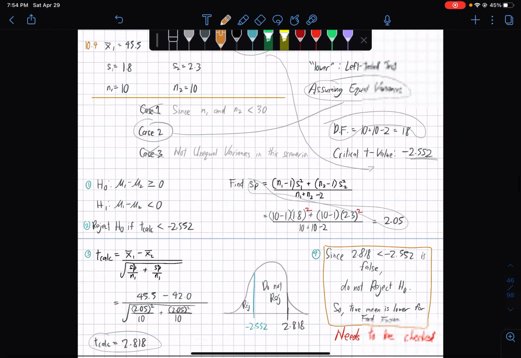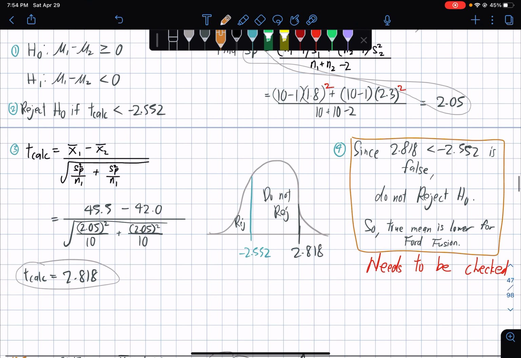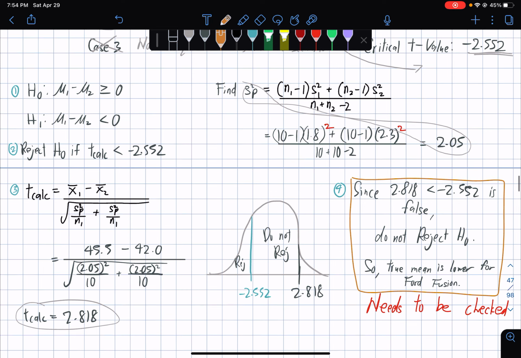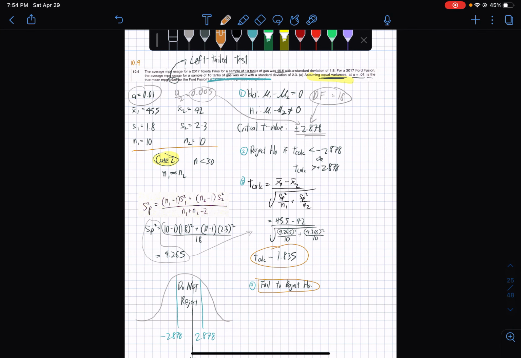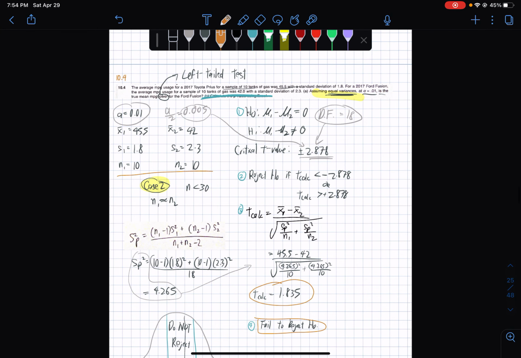Do I have the same? Yeah, I have the same ruling, but then in terms of the SP raised to 2, I got it all wrong. So I bet this is correct this time.